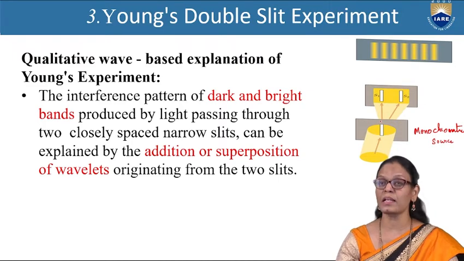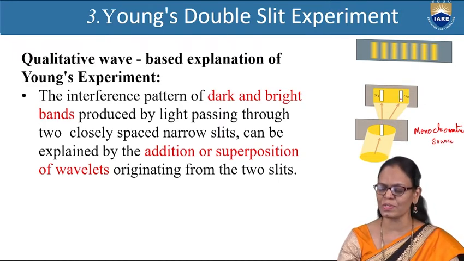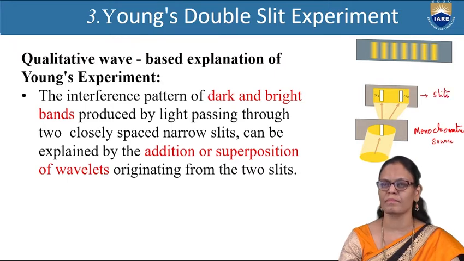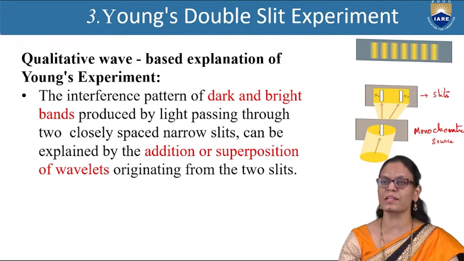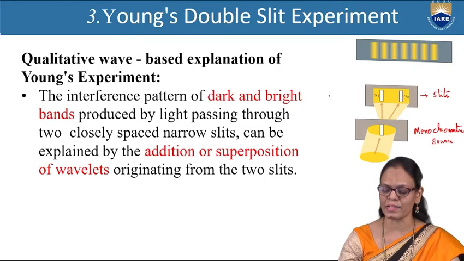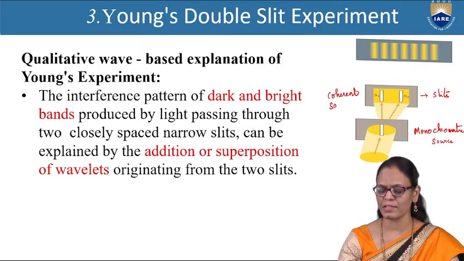This light is allowed to pass through two slits. S1 and S2 are the two slits, and these two slits are placed equidistant from this slit. So the rays that arrive at these two slits will be in phase with each other. So these two will now act as coherent sources.